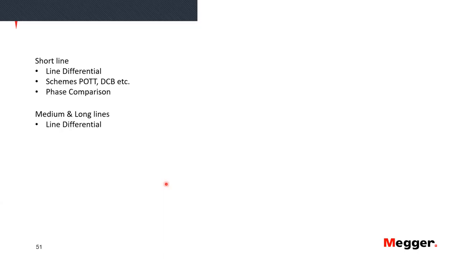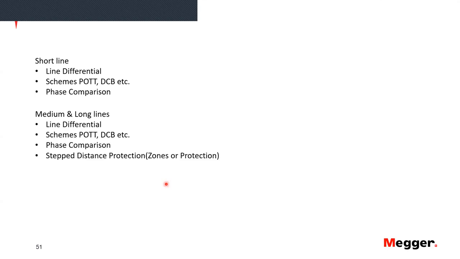I have prepared a small slide here on what is recommended when you have a short line. It's recommended to use line differential schemes, not stepped distance protection alone, or phase comparison schemes. For medium and long lines, you can use all of the above, and you can also use stepped distance protection, or zones of protection, as we have discussed.